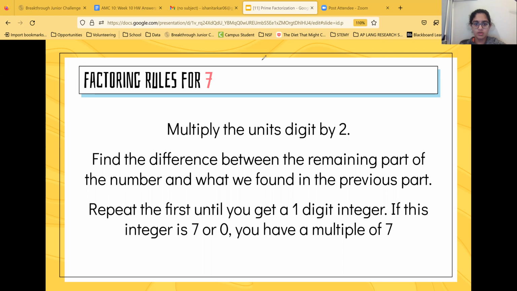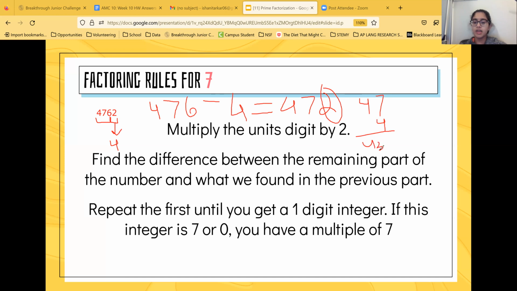Okay. So I will take another number, 4,762. We take 2 because that's the units digit, and we multiply it by 2, so we get 4. The rest of the number is 476, so we subtract 4 from 476 and get 472. Now that we have 472, we repeat the steps. We multiply the units digit by 2, get 4, and subtract that from 47. So 47 minus 4 is 43. Then we multiply this units digit by 2, so 3 times 2 is 6. When we subtract 6 from 4, we get -2. -2, or 2, is not 0 or 7, so therefore it is not a multiple. 7 is not a factor.